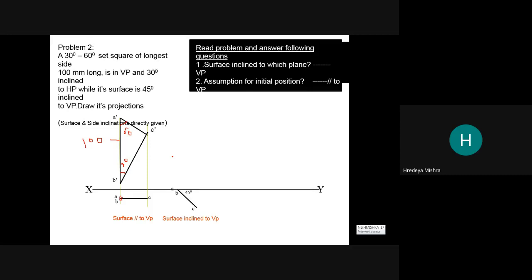How will you find AC and BC? AB is given, which is the longest side, 100 mm, and the angles are given: 30 degree, 60 degree and 90 degree. Then how do you get the dimension of AC and BC?